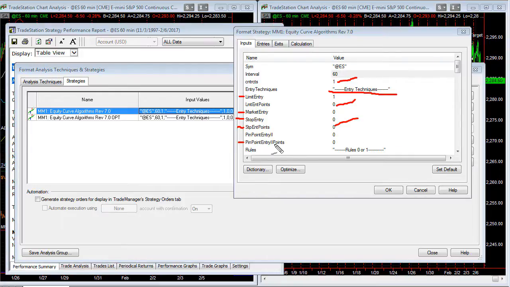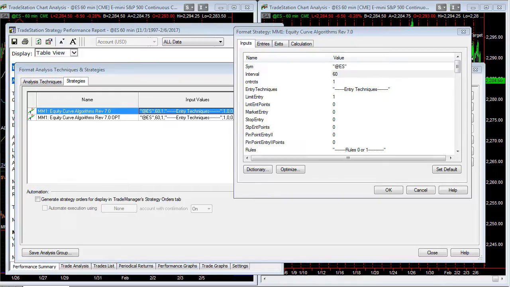Pinpoint entry points 2 also has, it should be this arrow right here. This is the rule to turn it off or on, the first one, and then the second one is the number of points. And pinpoint entry points is about getting in at a better price. And so if you turn this on, you want to make sure that you get a better entry price than the original entry. And so it takes a look at the original entry price and gets in at a pinpoint entry point better than the original entry. So those are the entry techniques.